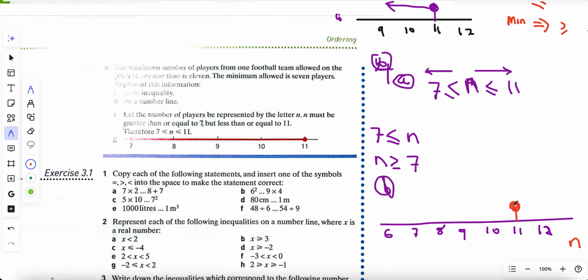You say N is lesser than or equal to 7. So you shade this place, and then you go to the other side. N is lesser than or equal to 11 and greater than or equal to 7. So when you reach 7, you also draw the inequality. You bring it to 7. This one, because also greater than or equal to, you have to shade this place. So we shade both of them.